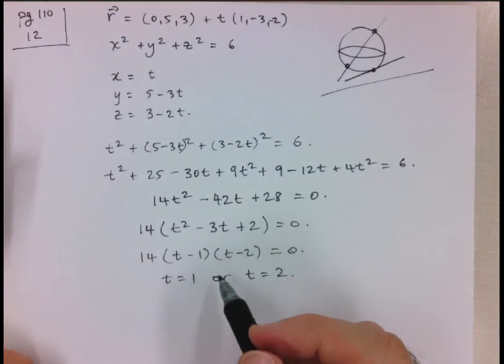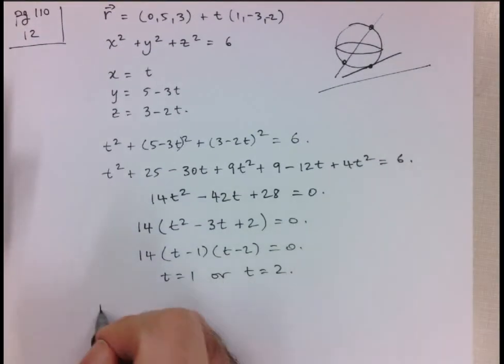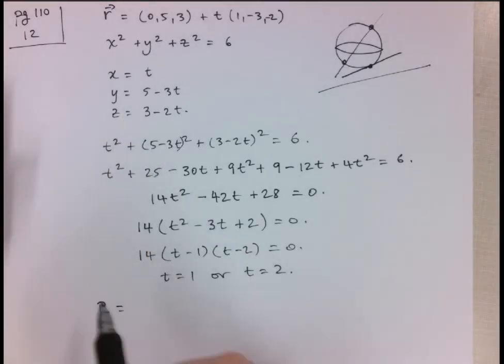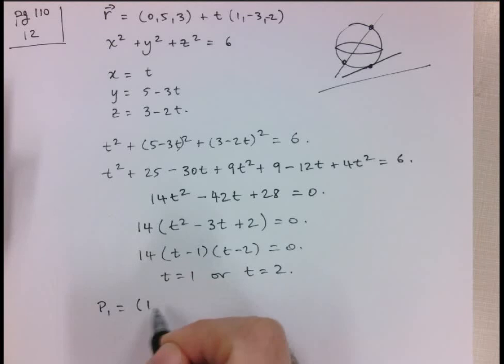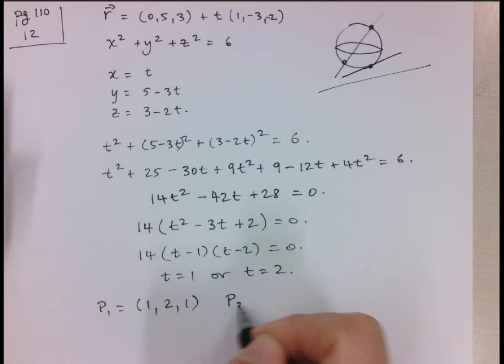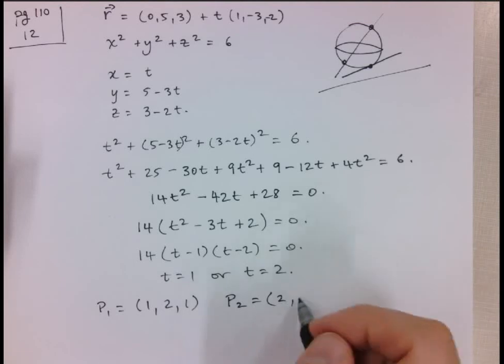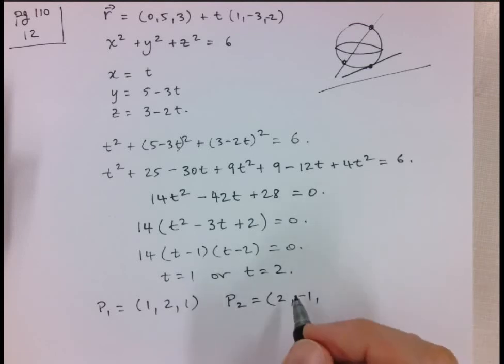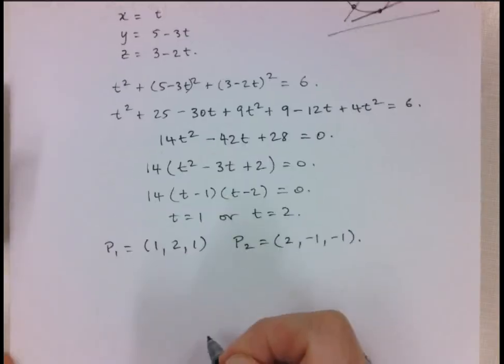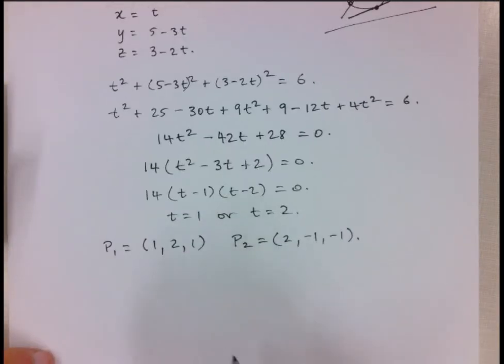So let's calculate those points of intersection. For point P1, we stick t equals 1 into my parametric equation here. So we have 1, and then 5 minus 3 is 2, and then 3 minus 2 is 1. And then for P2, let's stick in t equals 2, so we have 2, and then 5 minus 3 times 2, so 5 minus 6 is negative 1, and then 2 times 2 is 4, so 3 minus 4 is also negative 1. So these are my 2 points of intersection.